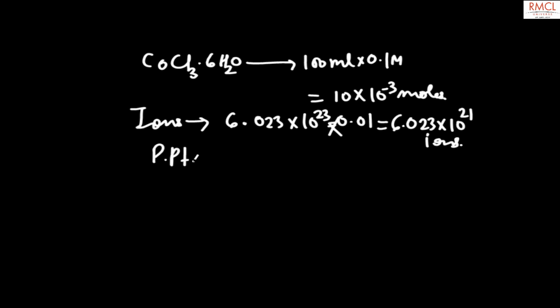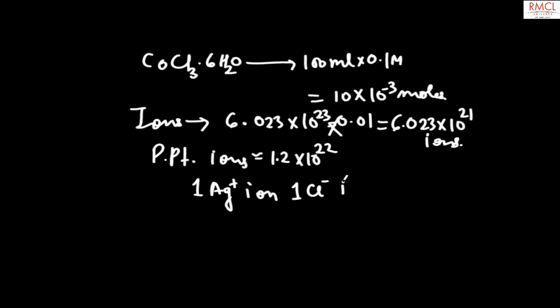Okay, now the precipitated (PPT) ions are approximately 1.2 into 10 to the power 22. So 1 Ag plus ion reacts with 1 Cl minus ion, so the compound, the complex, is option D. So, okay, option D is correct.